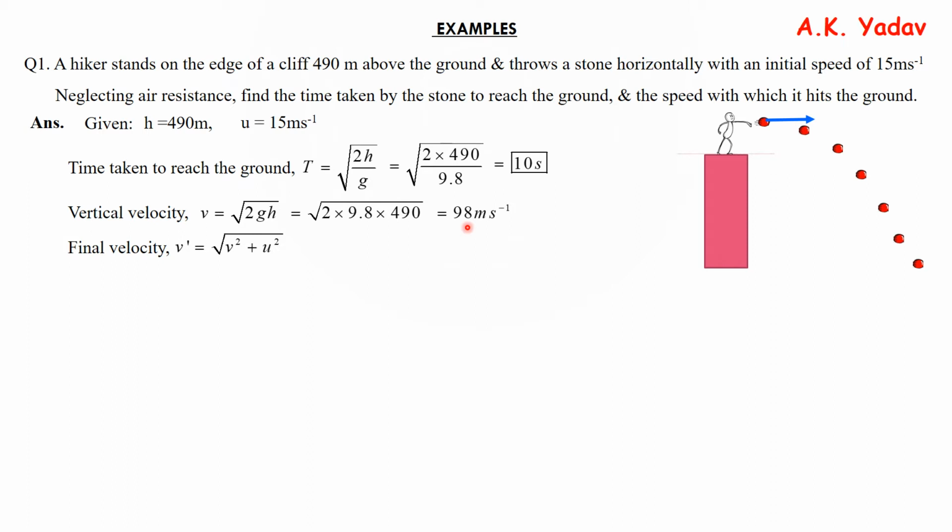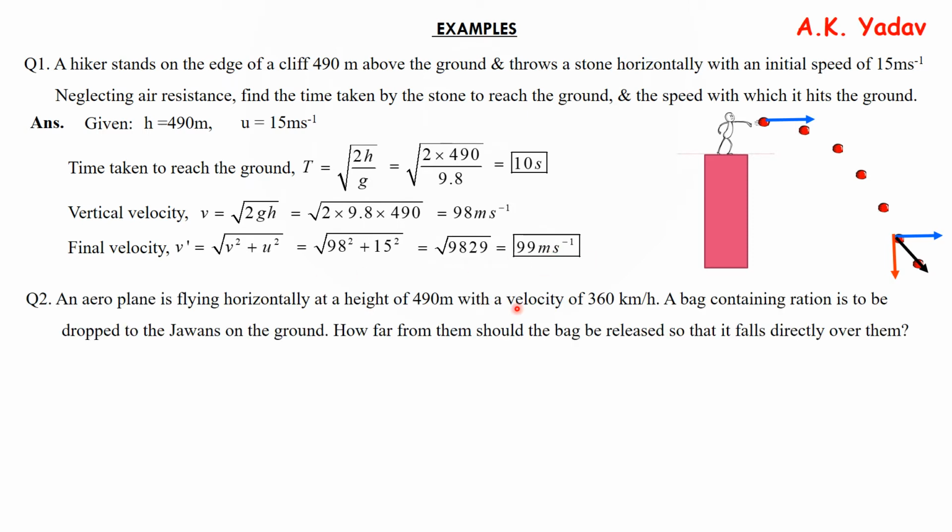The final velocity v dash is equal to under root of v square plus u square. You can see in the figure, the black one is the final velocity. v dash is equal to under root of v square plus u square. We put the values and we get the answer 99 meters per second.